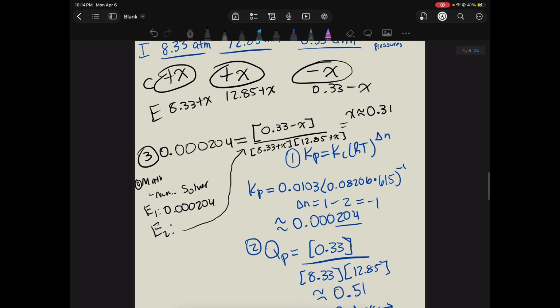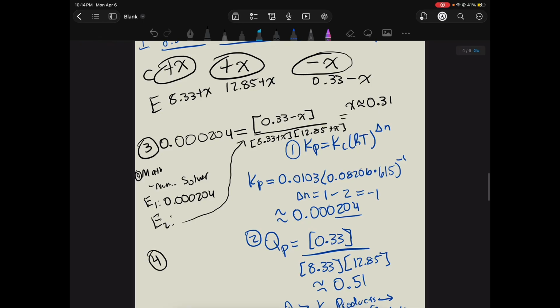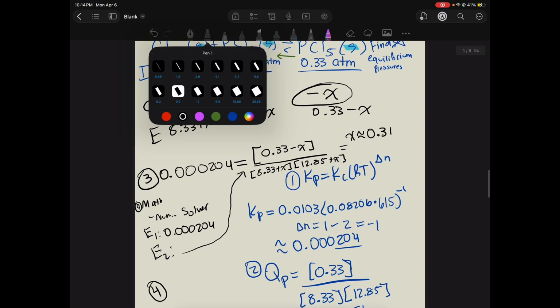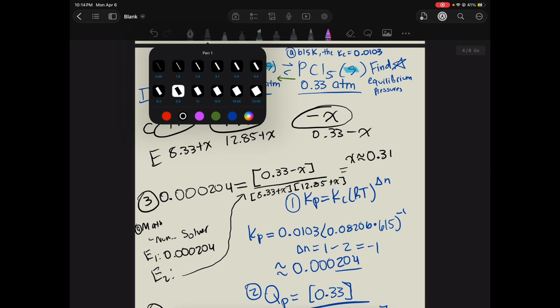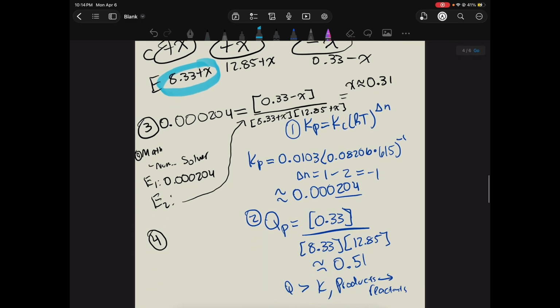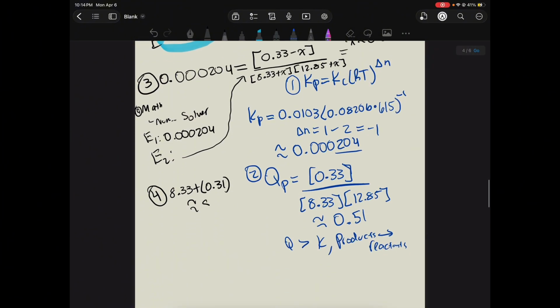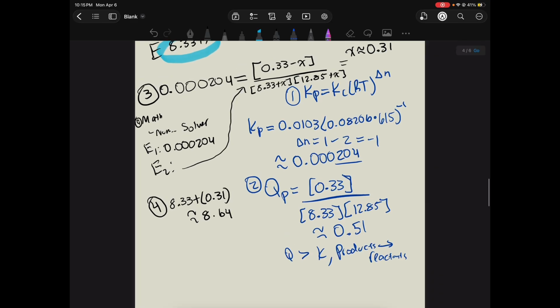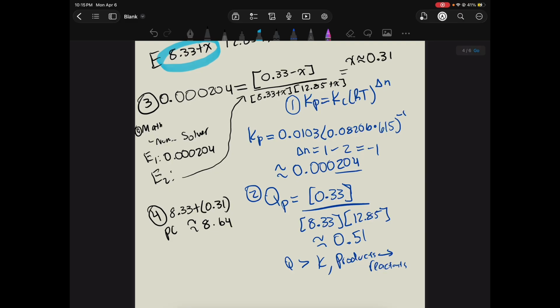Okay, now what do we do with this x value? All we have to do is plug it in. We see here on the left that the Cl2 E is 8.33 plus x. So what would we do? 8.33 plus the x value that we just got, 0.31. This gives us a value of about 8.64. This would be our PCl2.